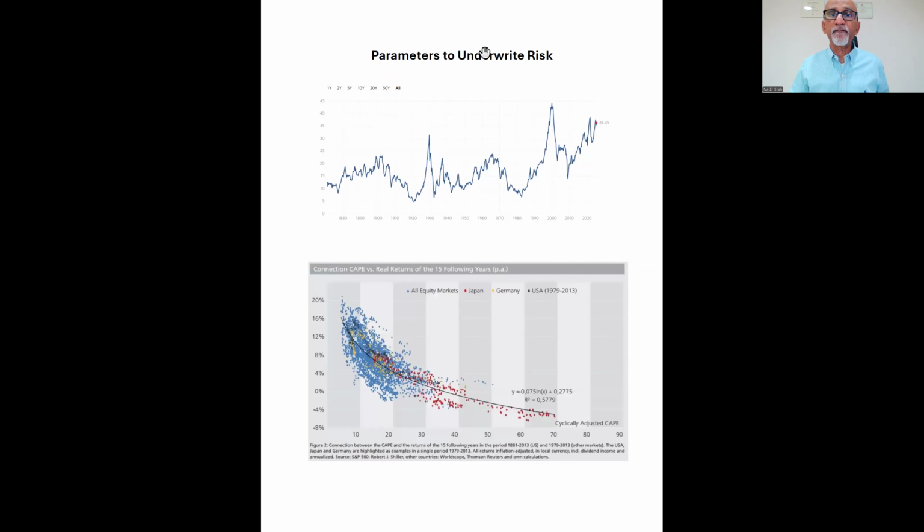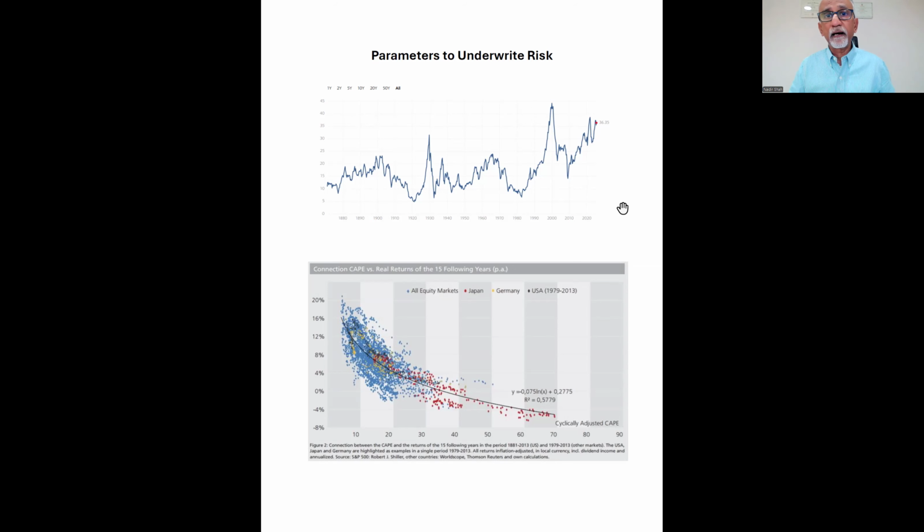What you are seeing in the top portion of the slide is the CAPE ratio. Now, you may have heard of the price over earnings ratio of a particular stock. When we are talking about the S&P 500, a conglomerate of 500 companies, the price over earnings ratio sometimes gives you some indication of whether that stock is trading at a discount or at a premium.